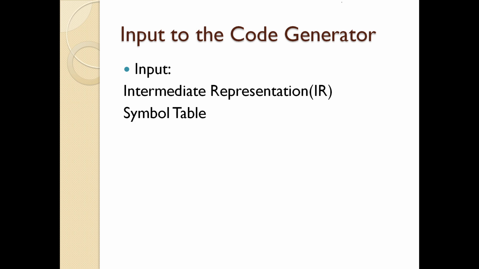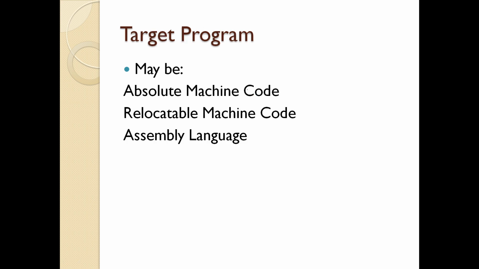Before generating machine code, the compiler requires some information. Usually it receives intermediate code and symbol table information. Okay, so these become the inputs to the code generator. Next, target program. The compiler must decide what type of output it wants to generate. Should it generate machine code directly or assembly code? The decision affects the design of the code generator.